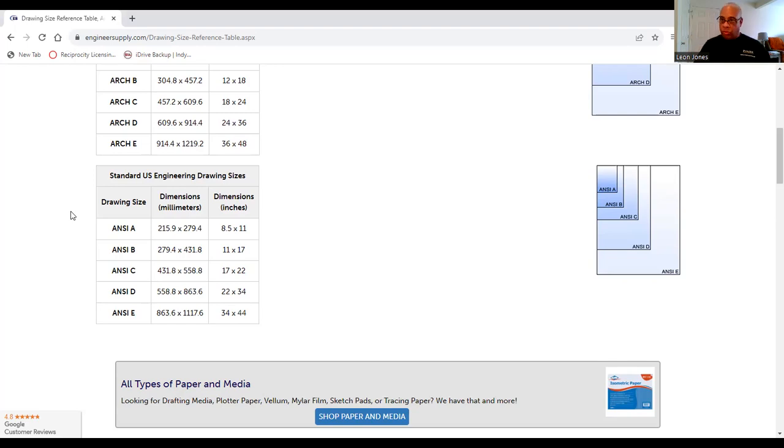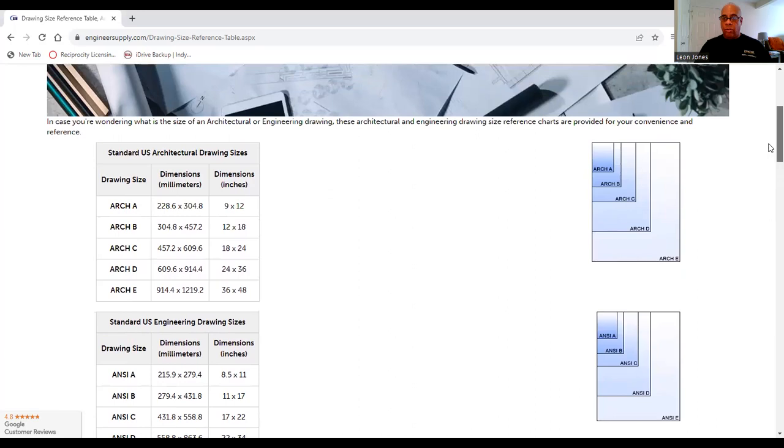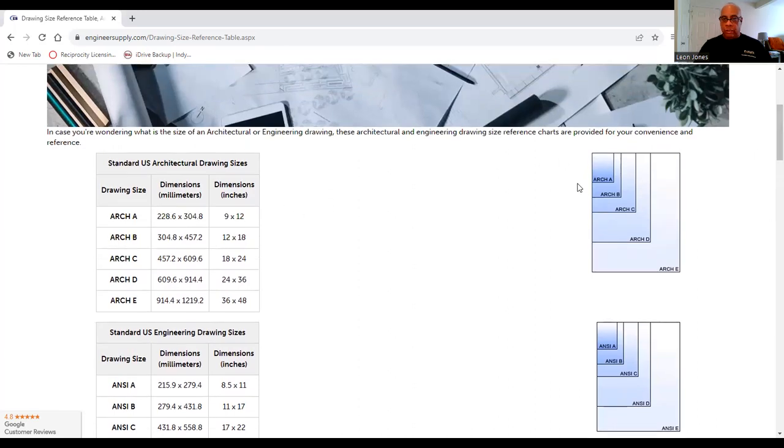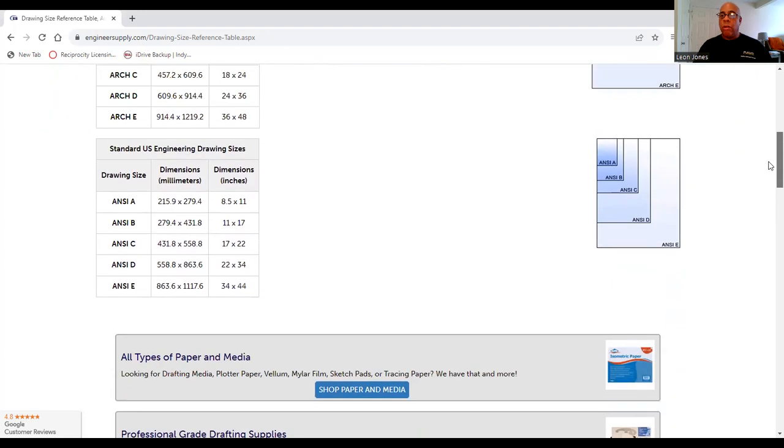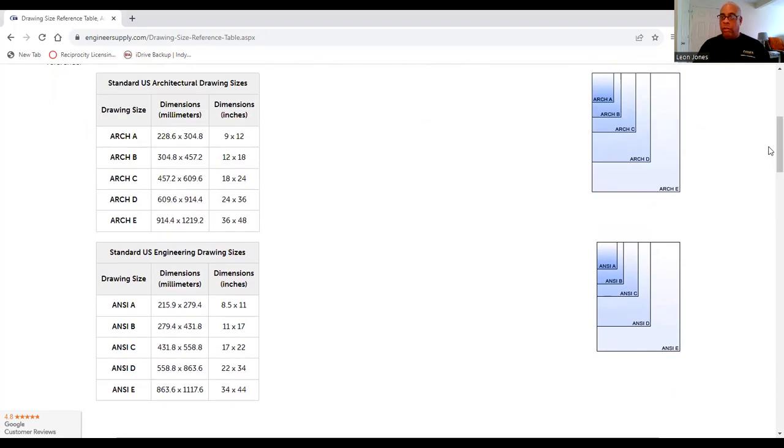Now, these standards are set by ANSI. And you can see how the sets line up: ANSI A, ANSI B, ANSI C, ANSI D, and ANSI E. Just like the architects. And these are all basic sizes. And when you set up your printer, you set up your printer to print the right size paper for plans. Now, again, I have a big set of plans in the back that are on 34 by 44.